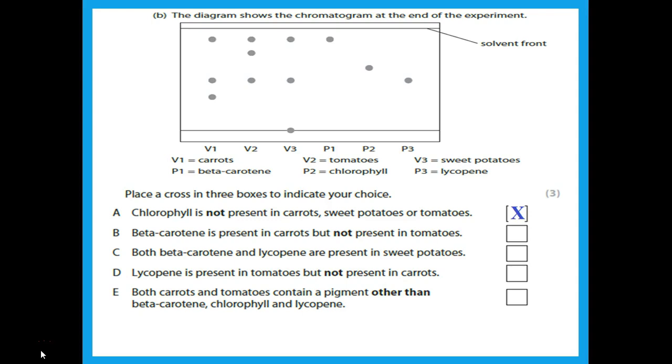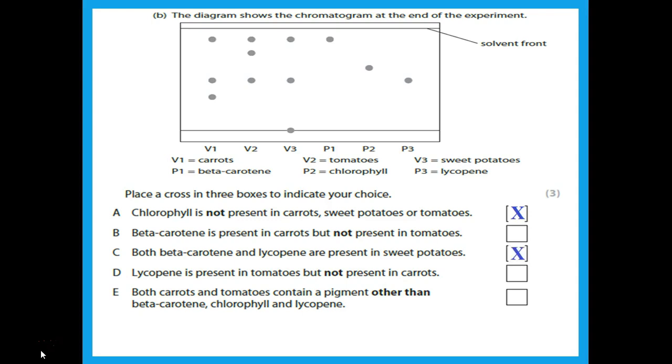So let's look at C. Both beta-carotene and lycopene are present in sweet potatoes. Which one is sweet potatoes? Sweet potatoes is V3. So we're looking at V3. And beta-carotene is P1. Well, lycopene is P3. So P1 and P3 are both present in V3. That is actually correct, because P1 has a spot the same height as one in V3, and P3 has a spot the same height as V3. So this statement is correct.